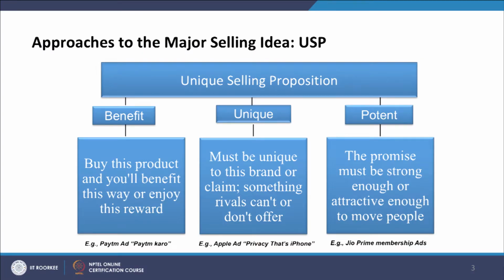So, you see when you talk of USP, there is an element of benefit, uniqueness, and how potent what you are talking about is. So, when we talk of benefit, the orientation is that buy this product and you will benefit this way or enjoy this reward. Paytm karo.